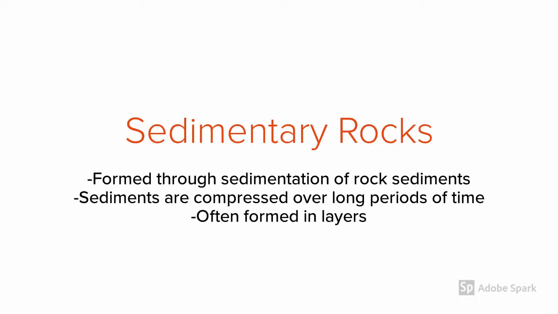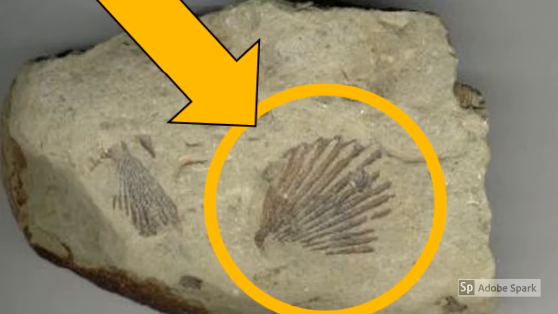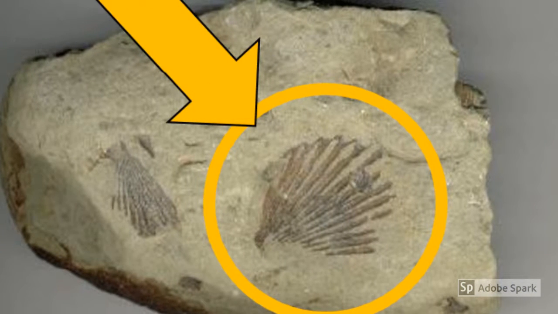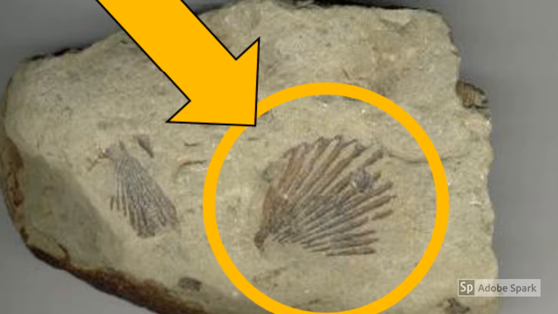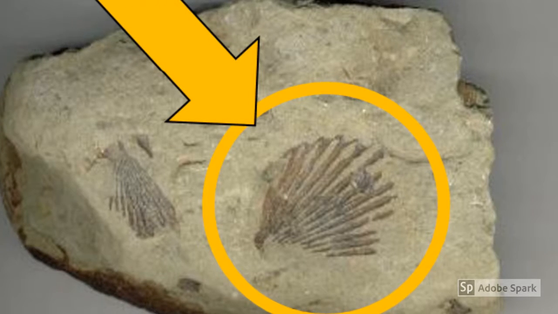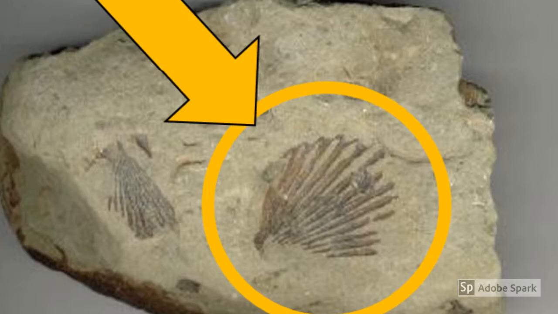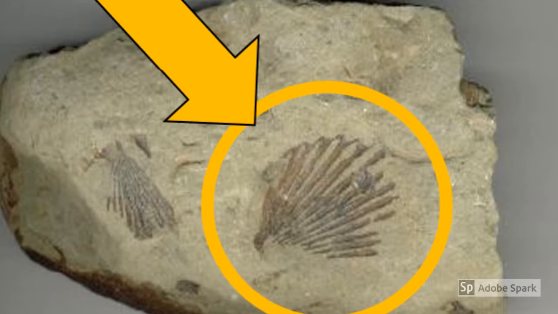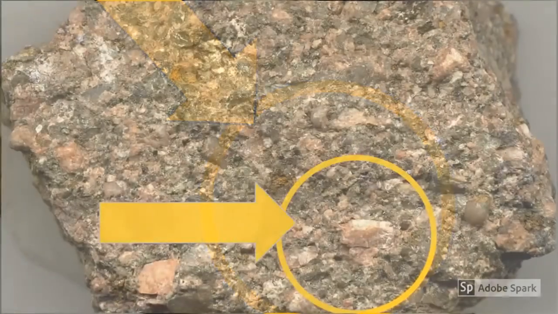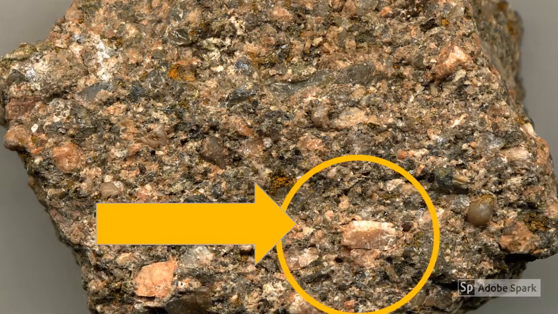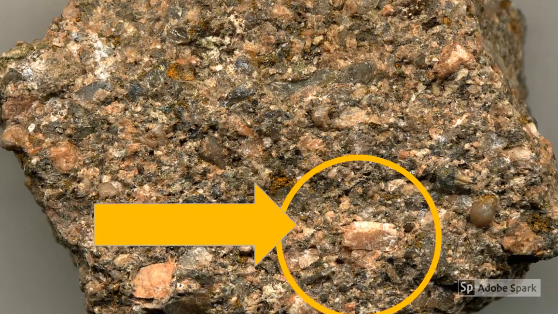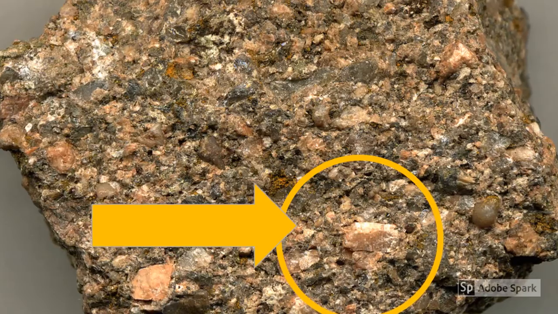and shells. These sediments are compressed over long periods of time from the weight of other sediments and water weighing on top of them. Sedimentary rocks are often formed in layers. They also contain sand, shells, pebbles, stones, and fossils within the rock. As you can see in this image, a fossil is cemented into the rock. This is a sedimentary rock made up of large sediments that have been cemented together to form the rock.